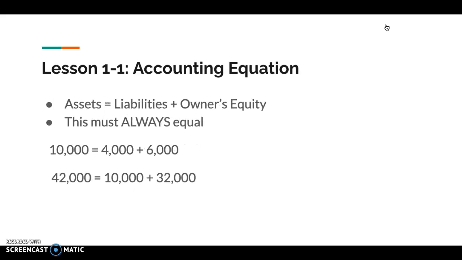So again, I just wanted to show you what it looks like in terms of numbers, which is what accounting is going to be. Again, assets equals liabilities plus owner's equity, and this equation always has to be equal. We're going to be adding in more numbers than just these three, and we're going to be doing transactions, and our accounting equation always has to equal. As we go on, you'll see how that works.